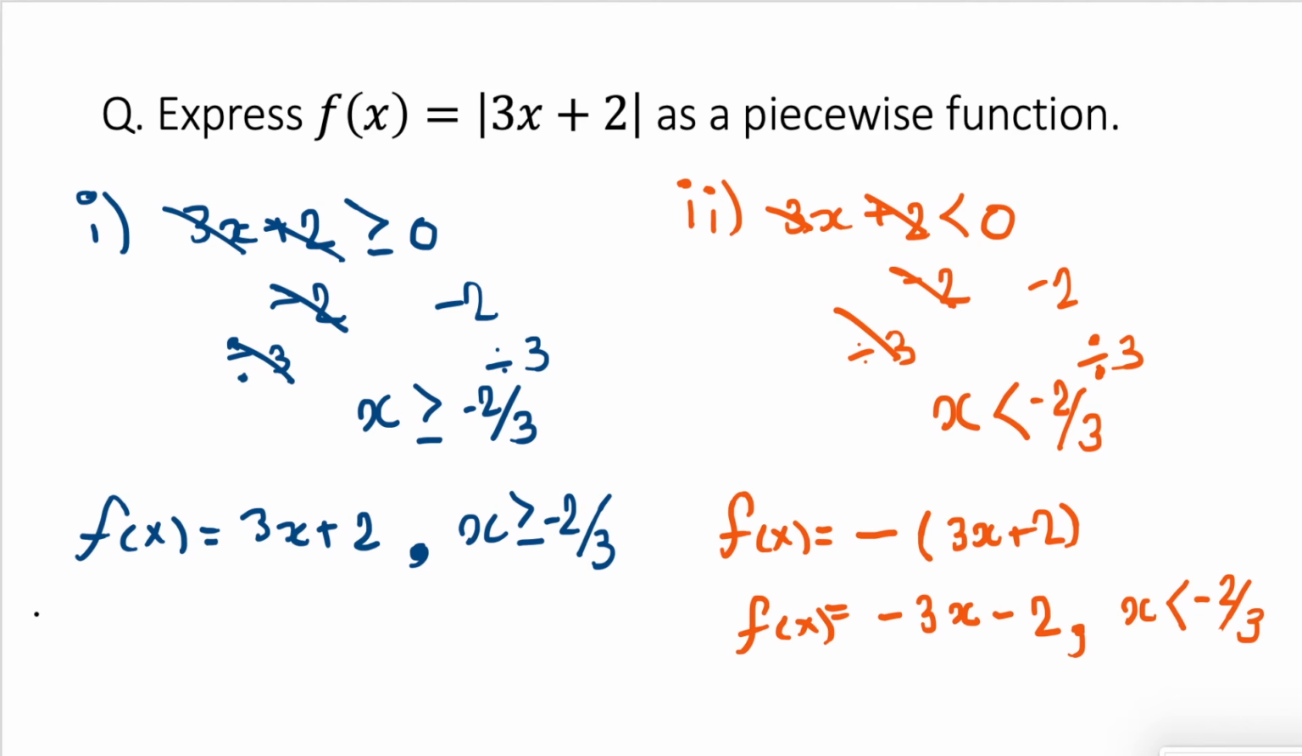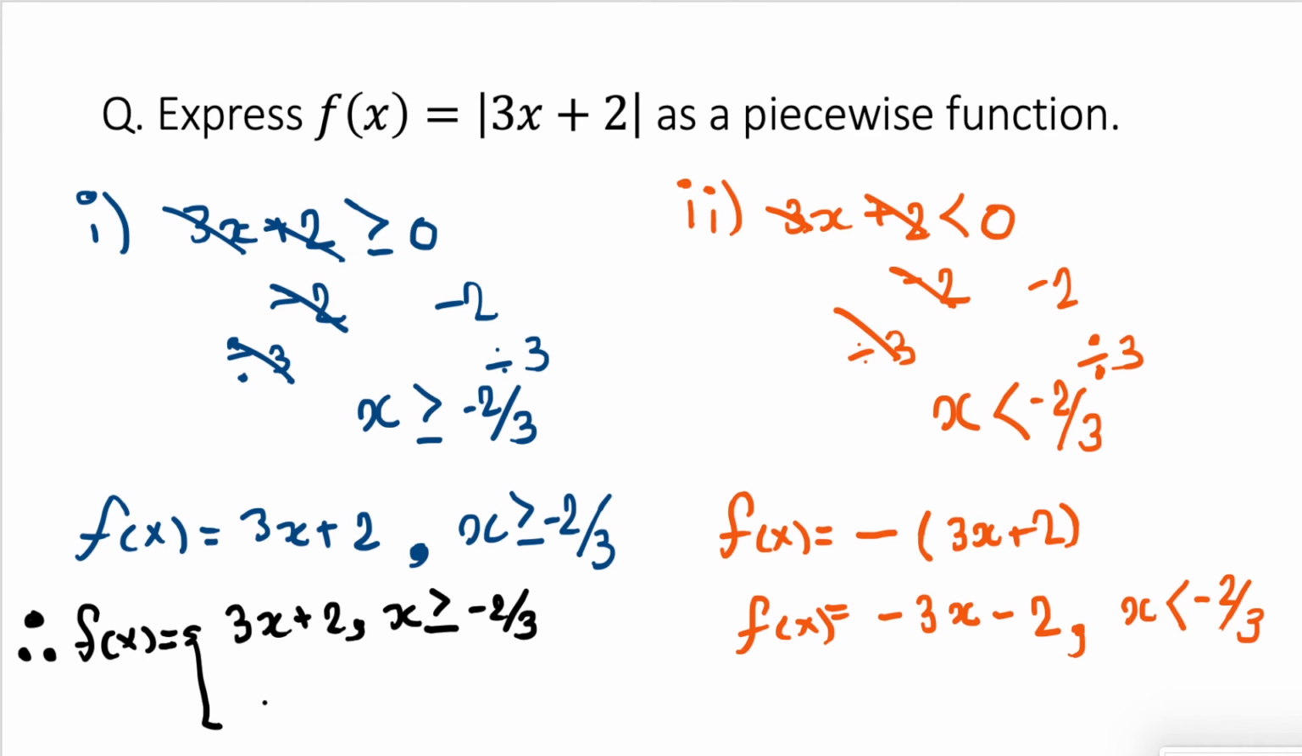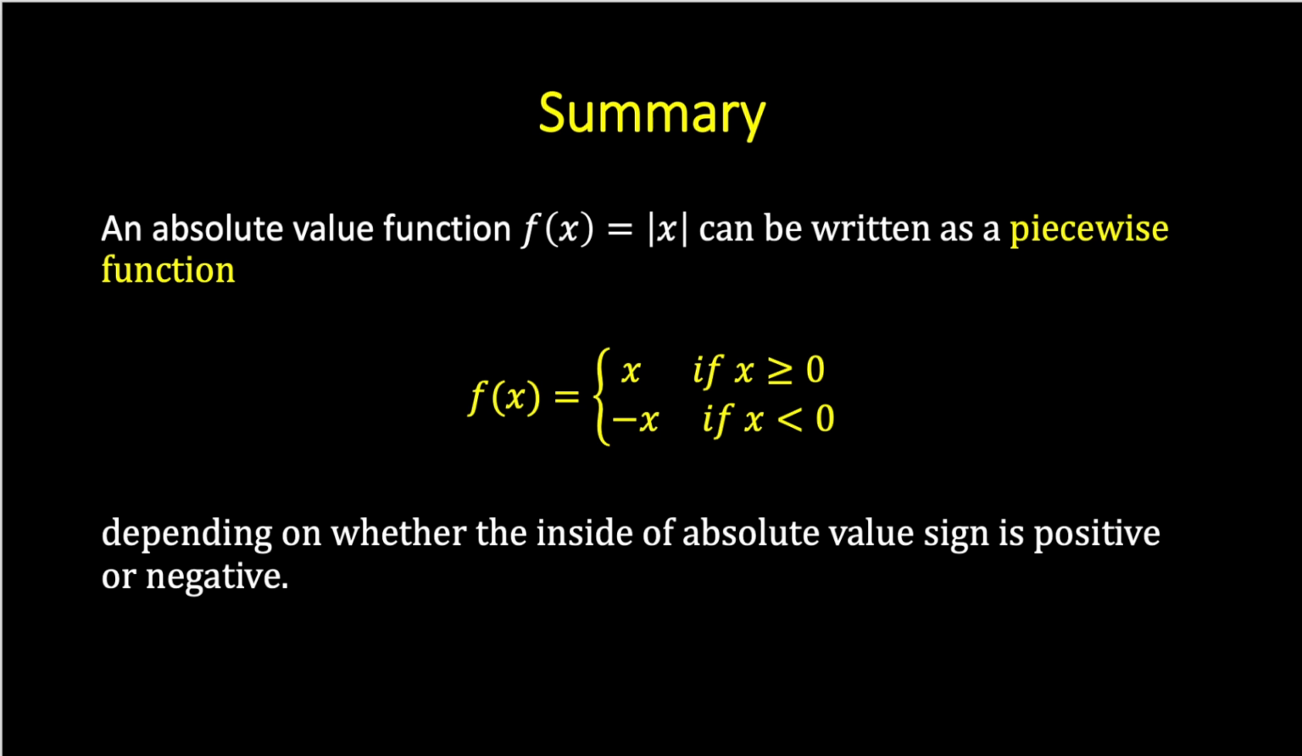Okay, let's write them nicely here. So therefore, the piecewise function will look like this. f of x will be 3x plus 2 if x is greater than or equal to negative 2 over 3, and it will be negative 3x minus 2 if x is less than negative 2 over 3. That will be my answer to this question. In summary, an absolute value function can be written as a piecewise function, depending on whether the inside of the absolute value sign is positive or negative.